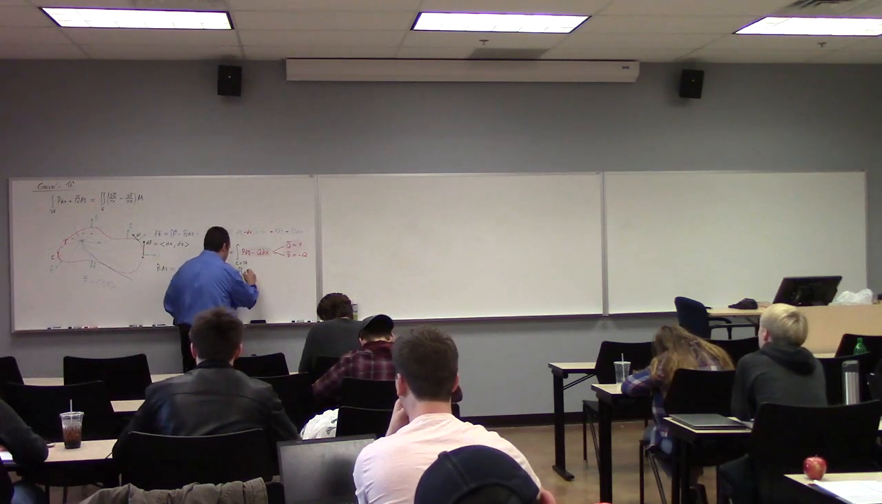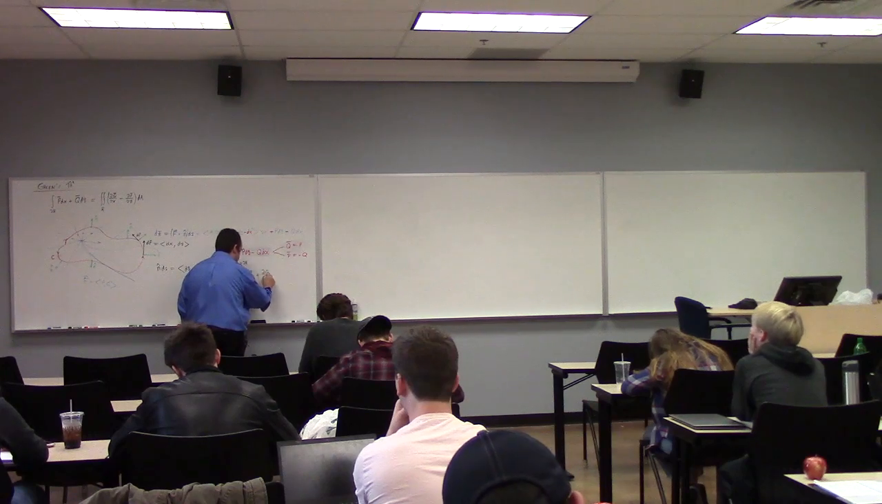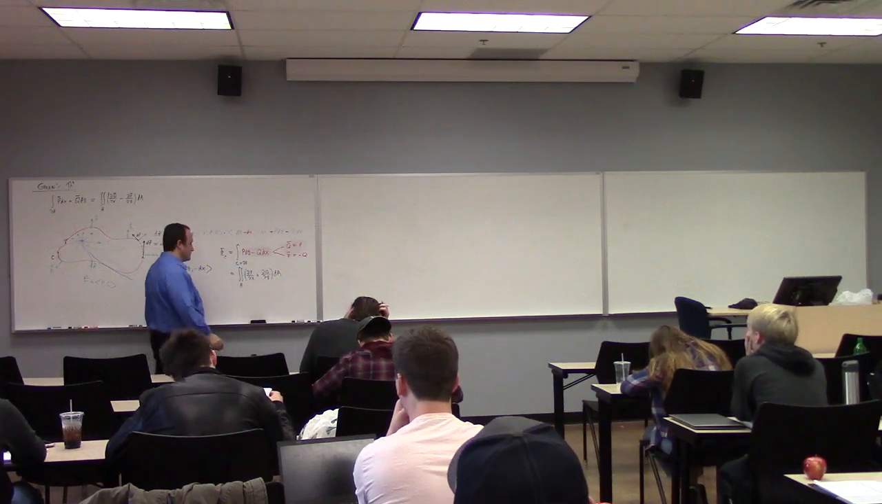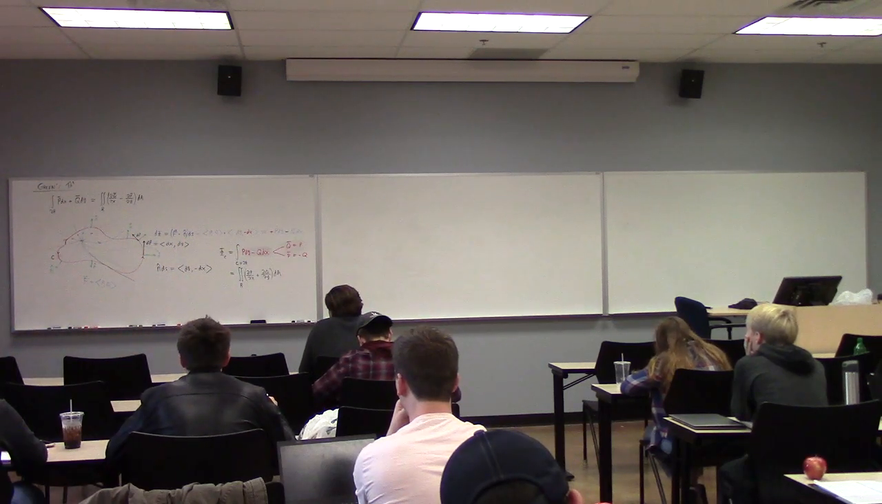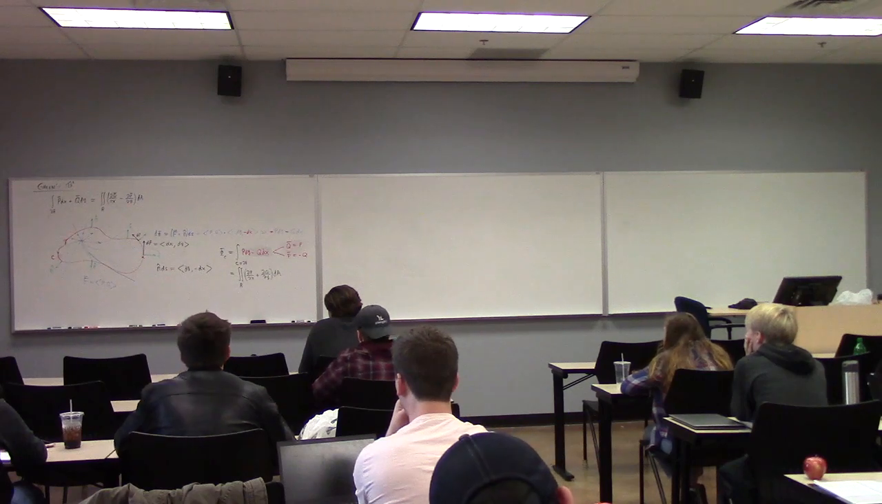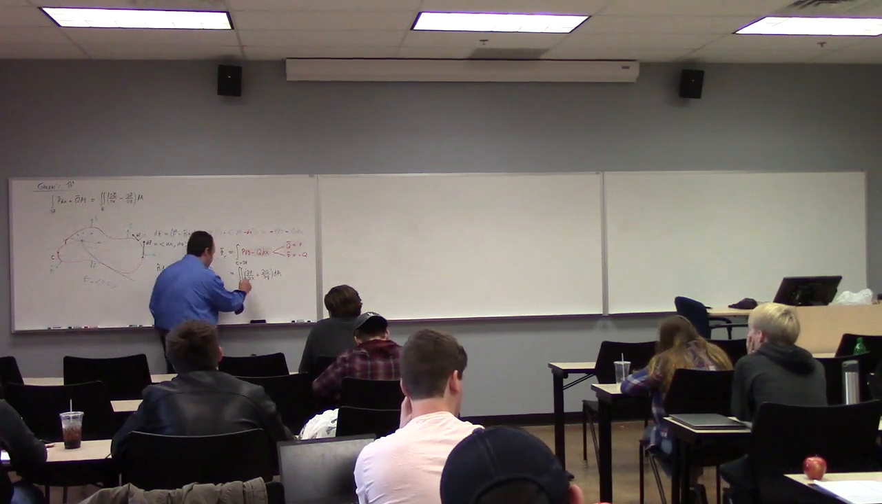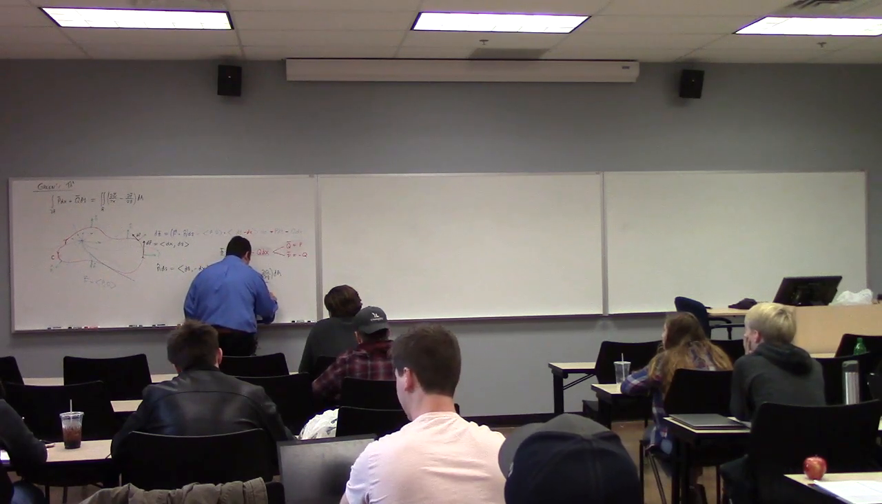We get partial P partial x plus partial Q partial y dA. This is sometimes called the divergence form of Green's theorem, right? So this right here would sometimes be denoted the divergence of P comma Q.